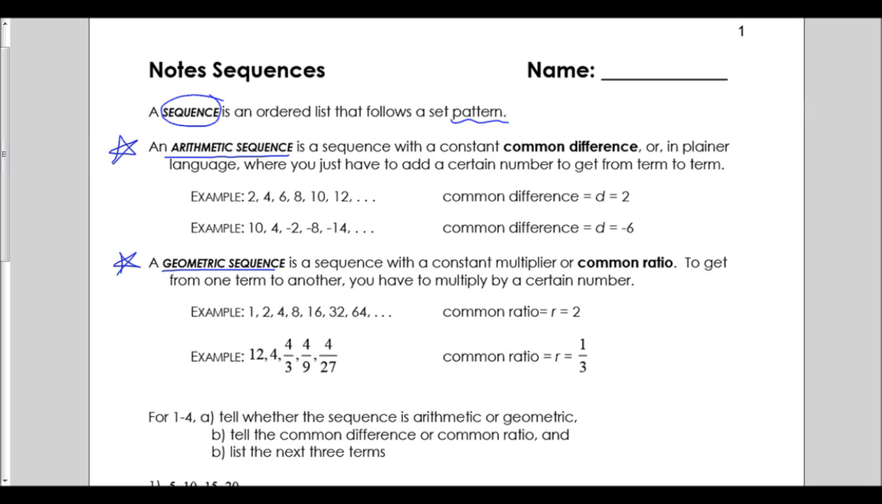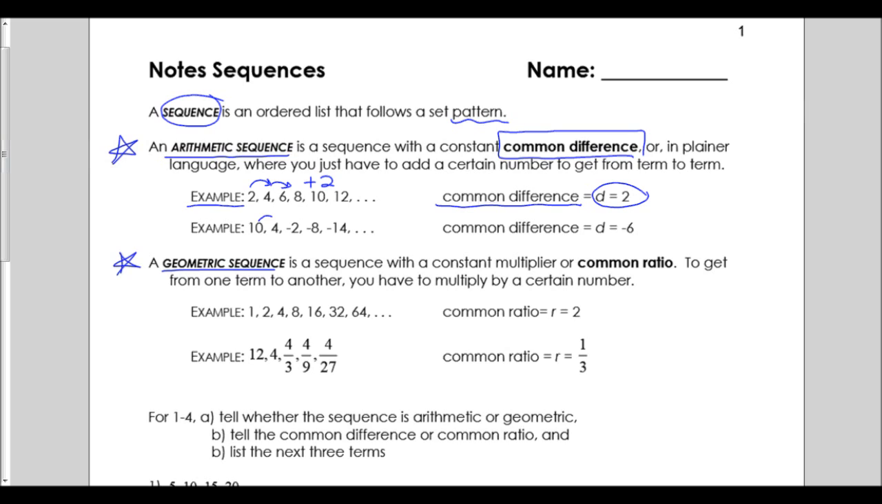So, an arithmetic sequence is a sequence with a constant common difference, or in plainer language, where you just have to add a certain number to get from term to term. Here's our first example. If we have 2, 4, 6, 8, 10, what are we doing every time? Every time we add 2 to get to the next term. This number that we add is the common difference, is its name. We call it D for difference.